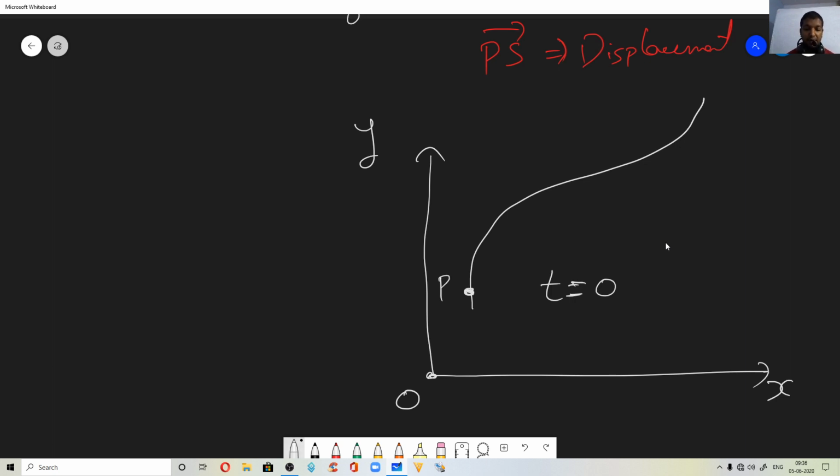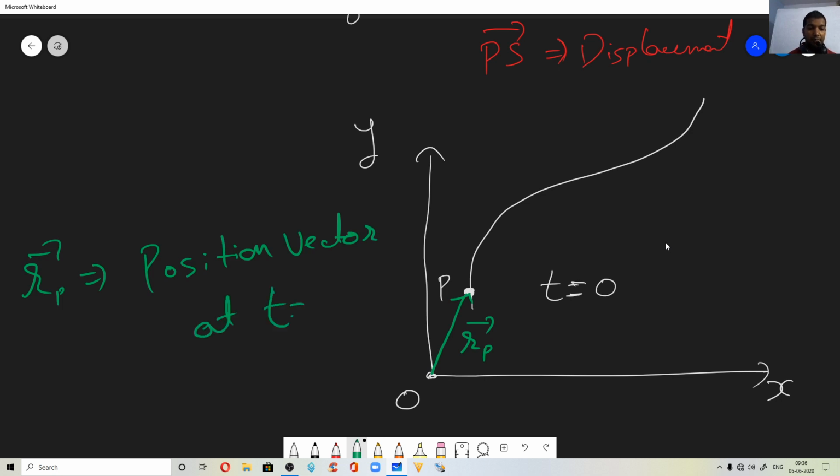Now I can mark the position vector. I can say about its position by drawing a position vector, is it not? So I can write OP, right? So this is OP, or you can call it RP, anything. Now RP, you can write as the position vector at t is equal to 0.